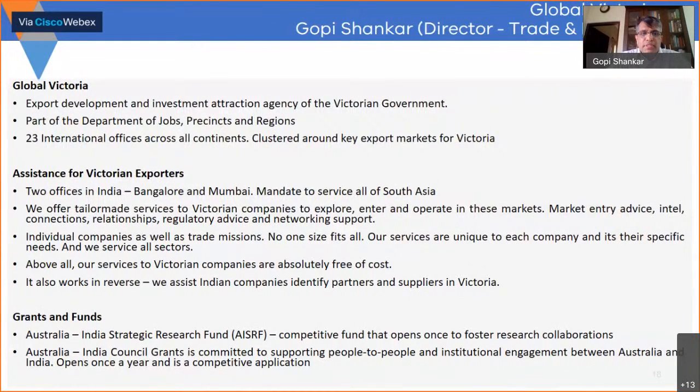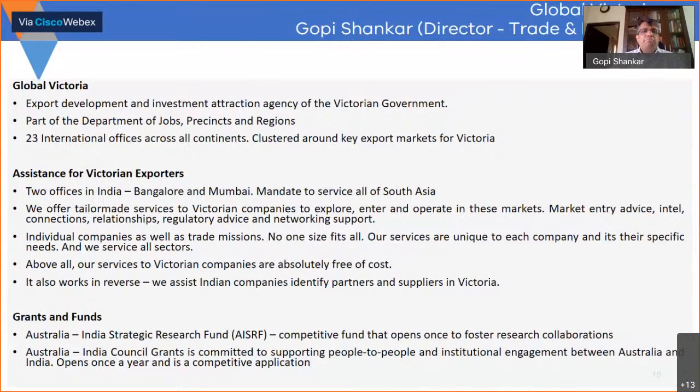In India, we have 2 offices. We've had the Bangalore office for about 15 years now. The mandate of these offices is to service all of South Asia, though we are based only in Bangalore and Mumbai. We offer tailor-made services to Victorian companies to explore these markets, enter, and operate. Our services include market entry advice, intel, connections, relationships, regulatory advice, and networking support. We advise and support both individual companies as well as trade missions. And of course, as you've seen from this activity, it is not limited to just assisting companies to export, but also fostering dialogue and discussions between stakeholders in both countries.